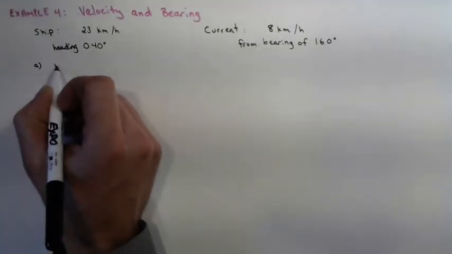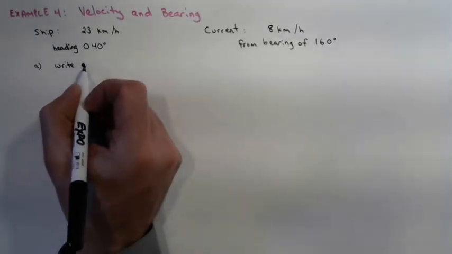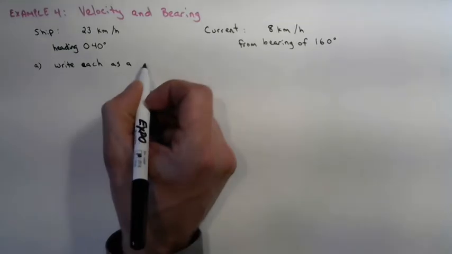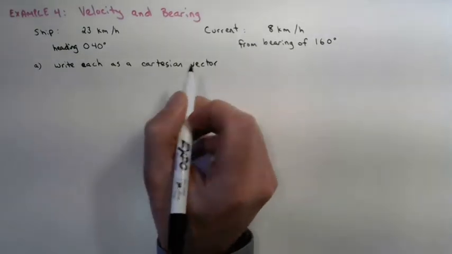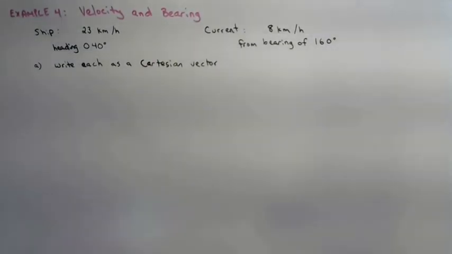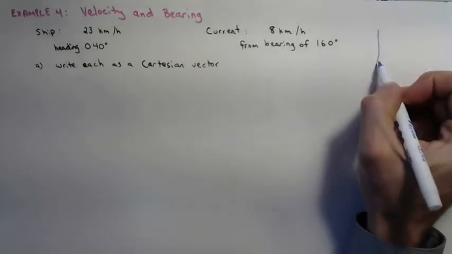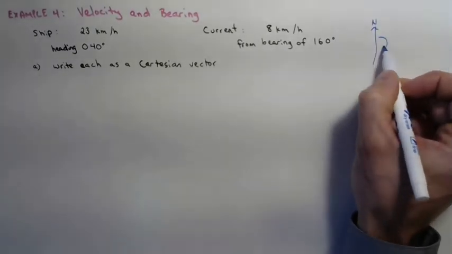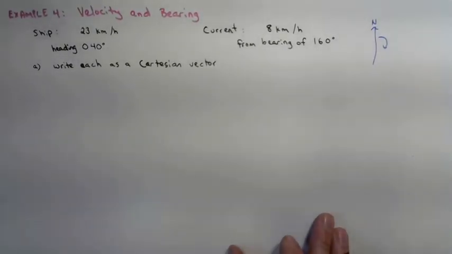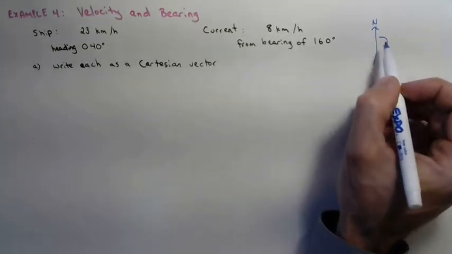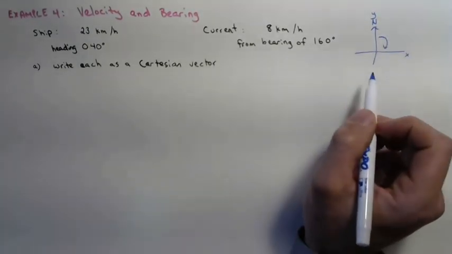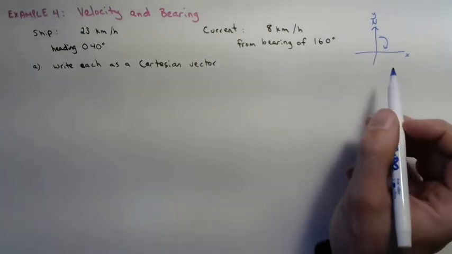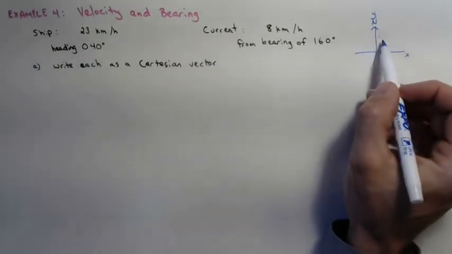Step 1, write each as a Cartesian vector. Cartesian should have a capital C. Well, headings and bearings are measured clockwise from north, right? Okay, so that's what we're looking at, which is equivalent to clockwise from the positive y-axis. So these have to be converted into angles with respect to the positive x-axis. That'll make sense once I draw it.